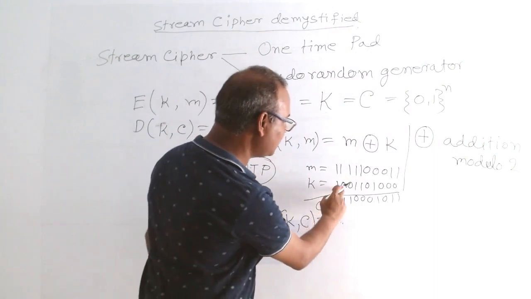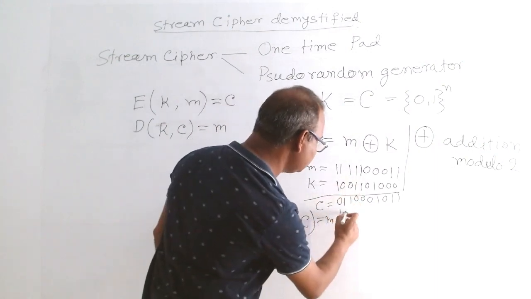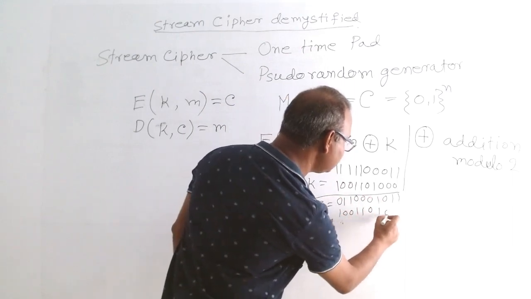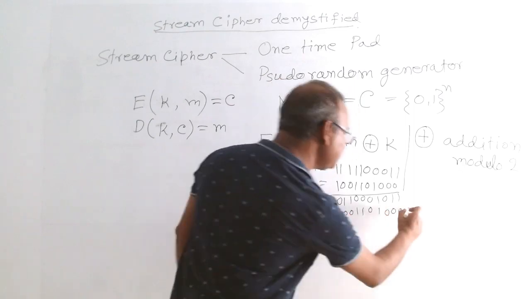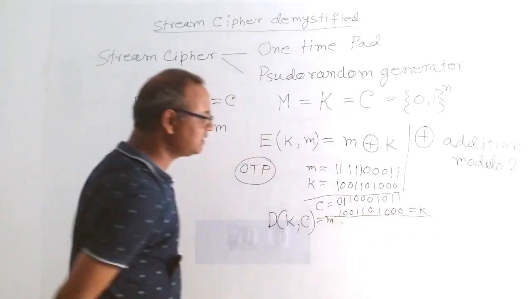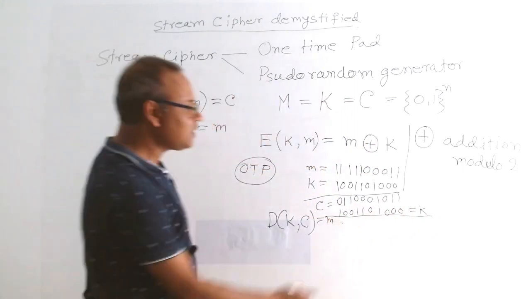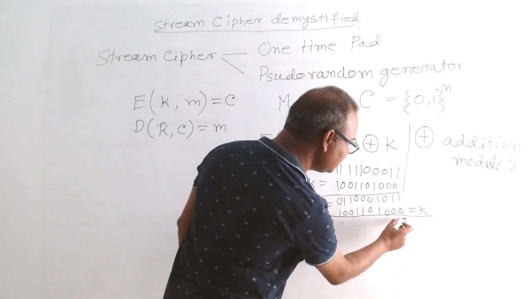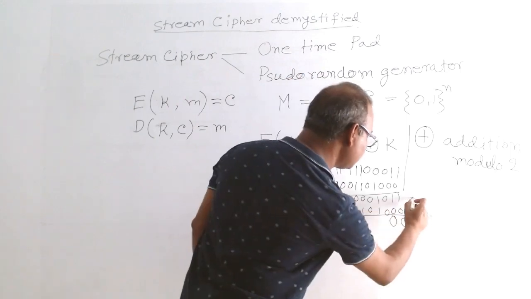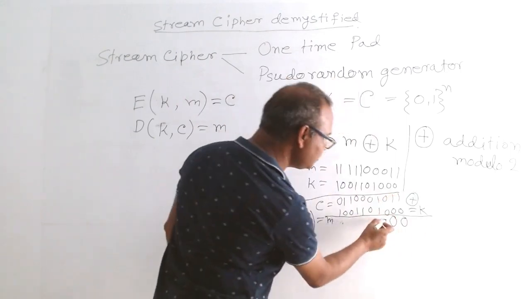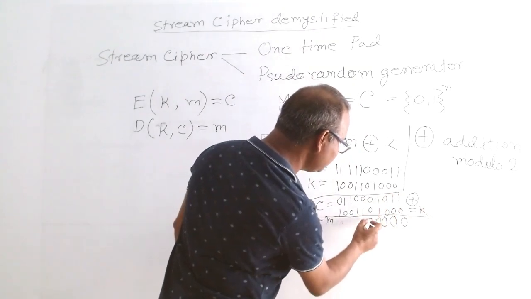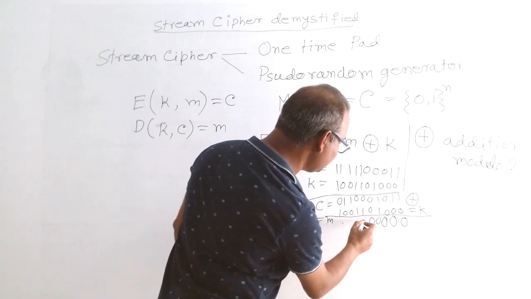Okay, so 1 0 0 1 1 1 0 0 1 1 0 1 0 0 0. This is the same key we are using. Okay, so let's check whether the same message is getting returned or not. So what we will do? 1 0 0 1 0 0. Again we are doing XOR. Okay, so 0 0 0 1 1 0, 0 0 0 0 1 1.